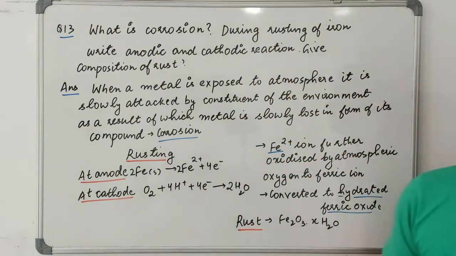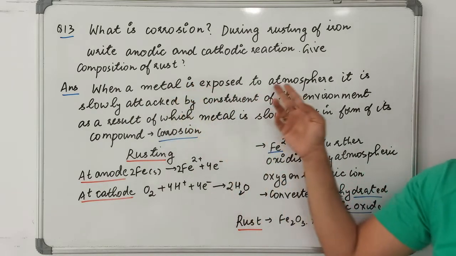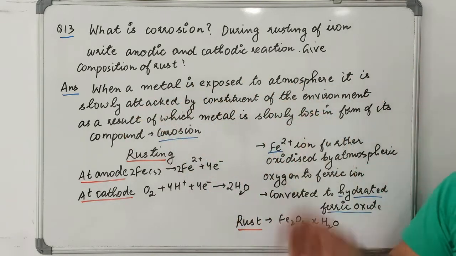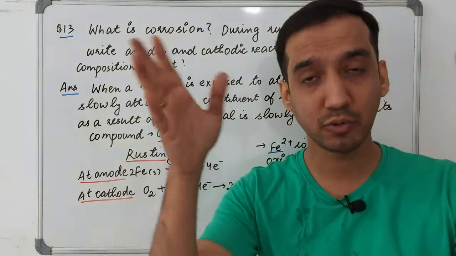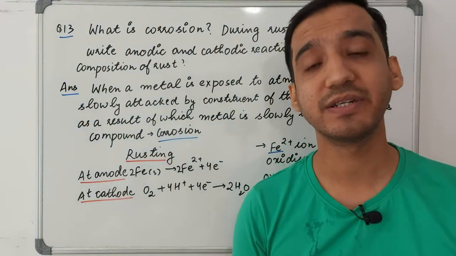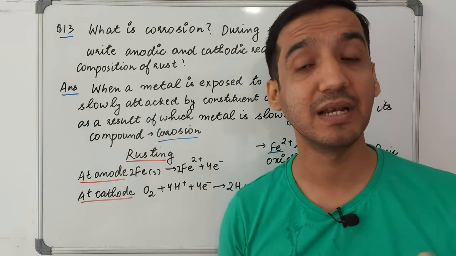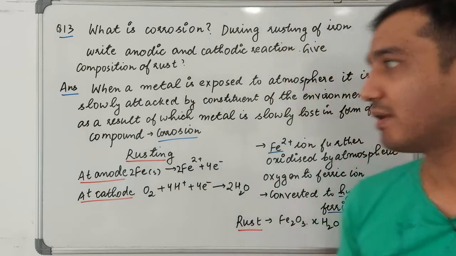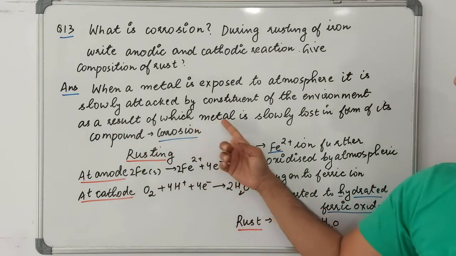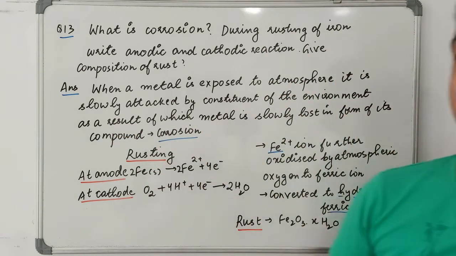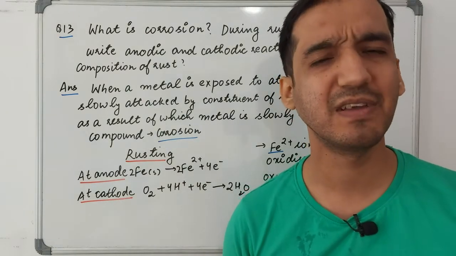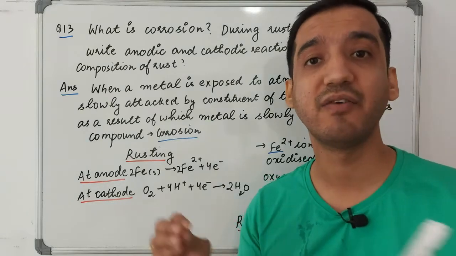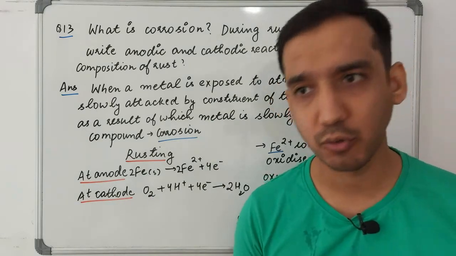First, we talk about what do you mean by corrosion. When a metal is exposed to atmosphere, it is slowly attacked by the constituents of the environment. So whenever a metal is exposed to the environment, it will react with the constituents of the environment, such as acid, air, oxygen, CO2. As a result, the metal is slowly lost in the form of its compound. Metal will react and result in formation of some of its compound, and this process in which metal is lost in the form of its compound is called corrosion.